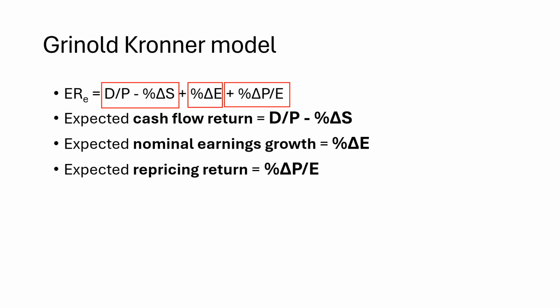The second one is very easy. It is earnings growth. Nominal earnings growth means the earnings growth plus the inflation. And the third part is repricing return. That means the change in the price to earnings. So if an equity was valued at a PE ratio of 20, but after a change in the valuation of that company, the PE ratio is valued at 30, that means there is a change from 20 to 30. That is an increase of 50%, so almost 50% repricing return.